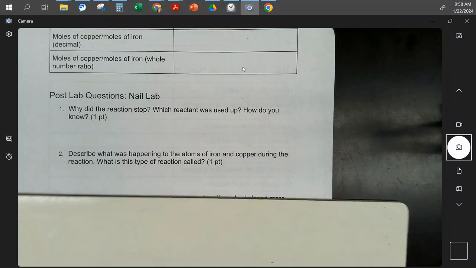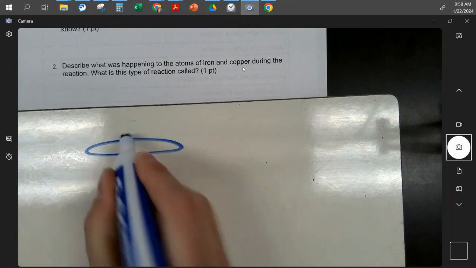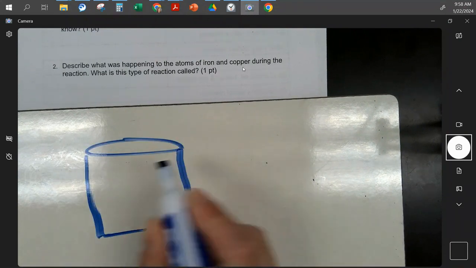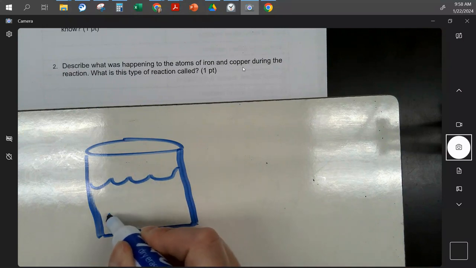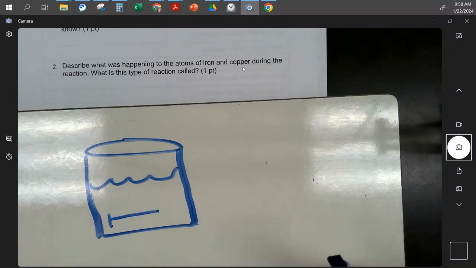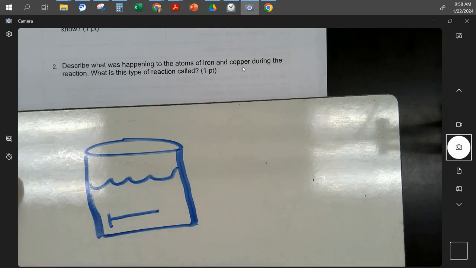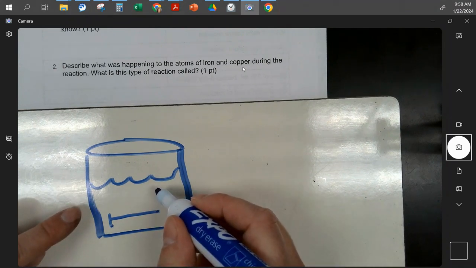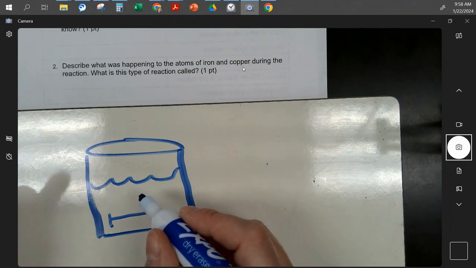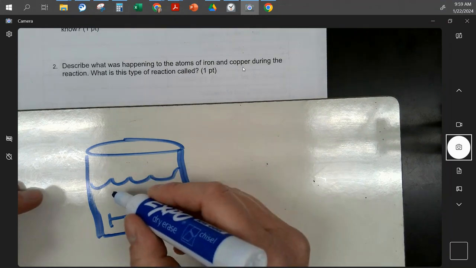Okay, so let's think about this. We have a beaker, and in our beaker we had a nail. We had 3 nails, but I'm going to draw 1 nail. Okay, this is my nail, and in our nail we had iron. Iron is a solid. What was in our solution? Do you remember what you added? Yes, good. This is copper chloride.